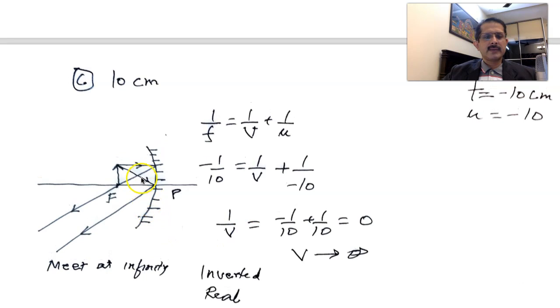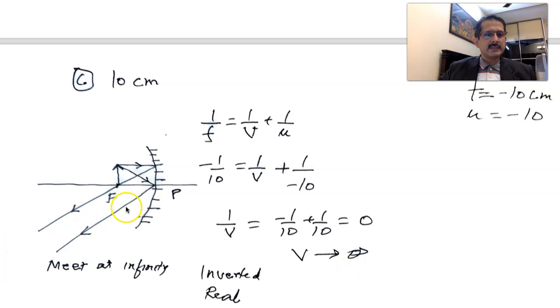Now in the third case, we are coming close. Now, U is equal to 10 centimeter. The direction of U would be from the pole to the position of the object. So it is -10 because it is opposite to the incident ray, correct? Hence F is equal to -10 and U is equal to -10. Just put it in the formula and we get V is equal to infinity.